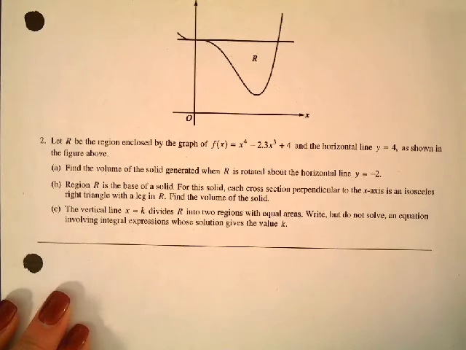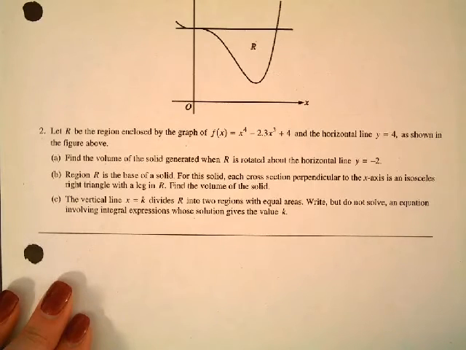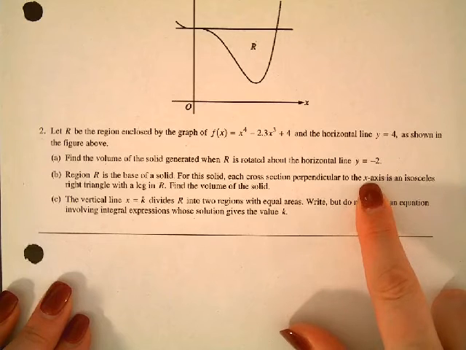All right, next they say we're finding the volume by perpendicular cross sections. It says perpendicular to the x-axis. Why is that important? Everything is in terms of x.